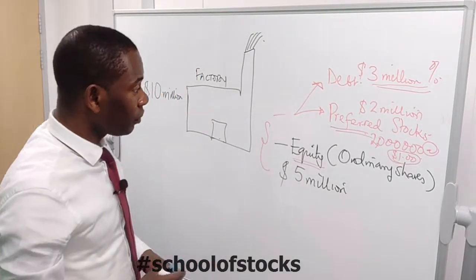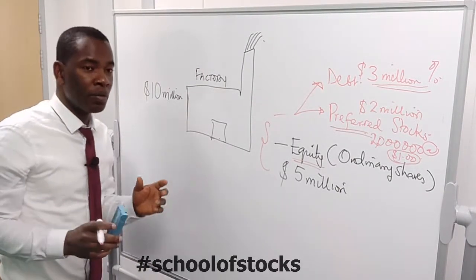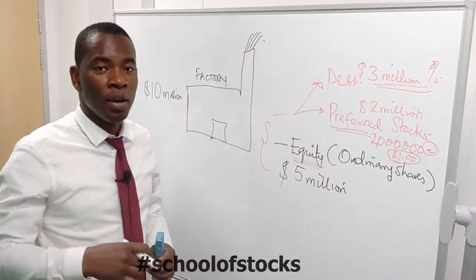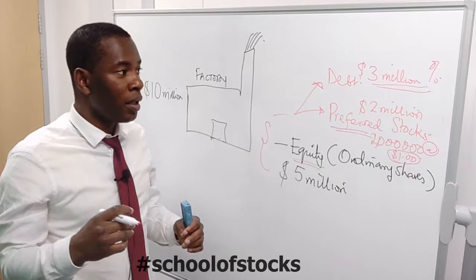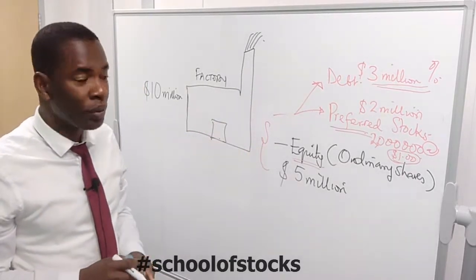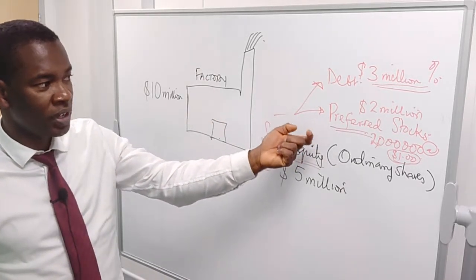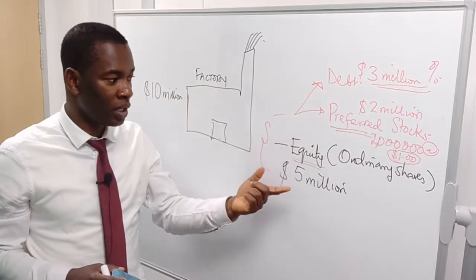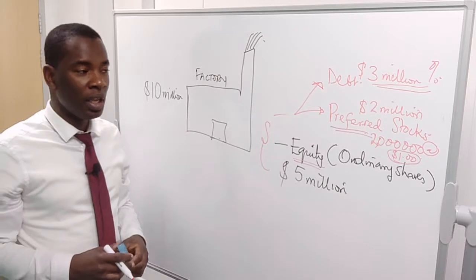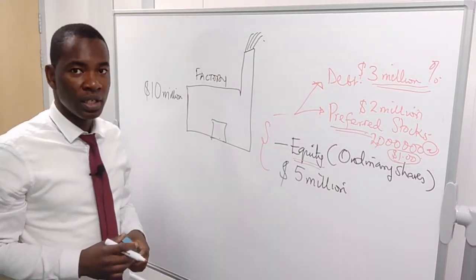So that is that for today. Like I said, we have spoken about the different types of shares. We have spoken about the structure of raising funds for a company, and what a debt is, what preferred stocks are, and what equity is. So we are going to stop there for today. And next time we'll continue with something quite interesting as well.